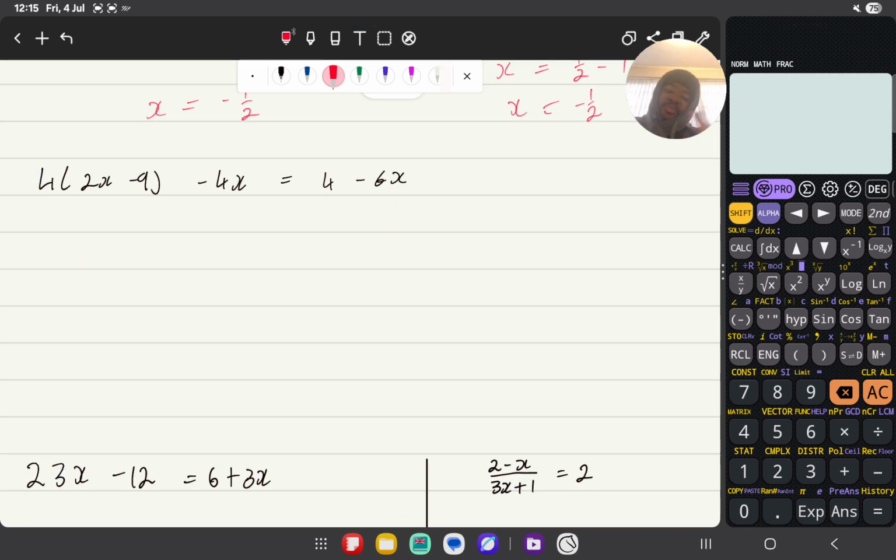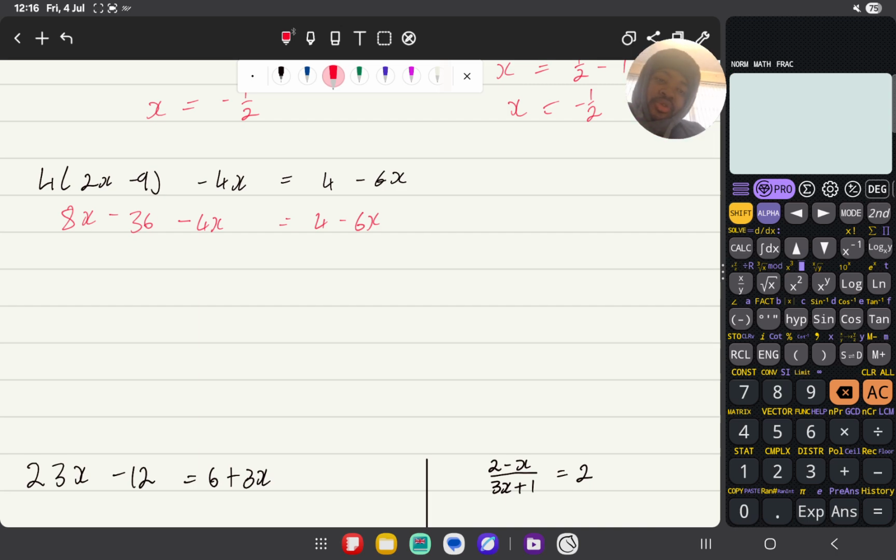Let's see the next problem. Here we have a bunch of terms now. The first bracket, we have a lot of numbers, so we might have to multiply the 4 into the brackets. And then we have a mixture of constants and variables. So let's do that. That is 8x minus 36 minus 4x equals 4 minus 6x. Right, now I'm going to group like terms: variables that side, numbers that side.